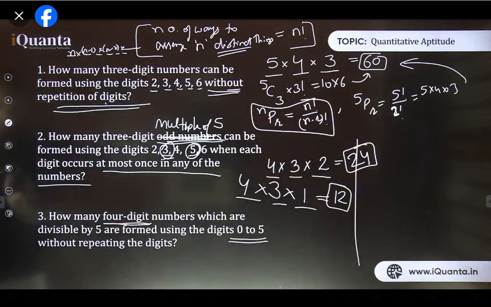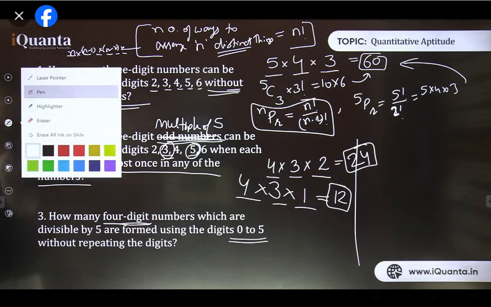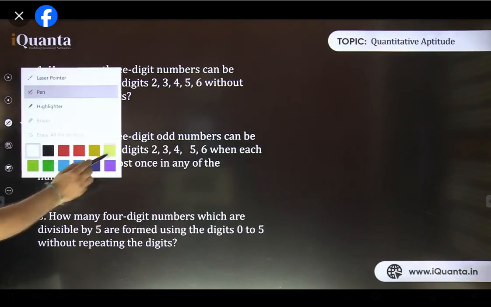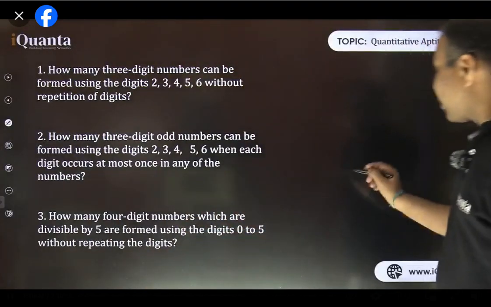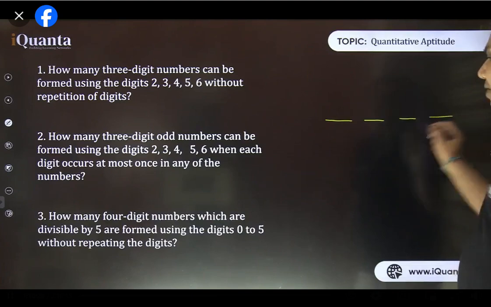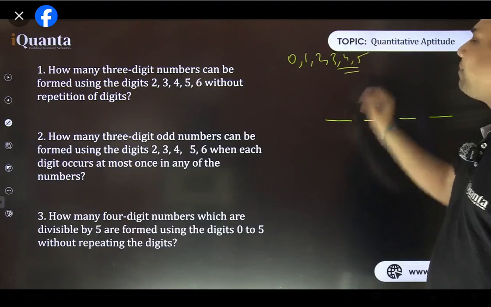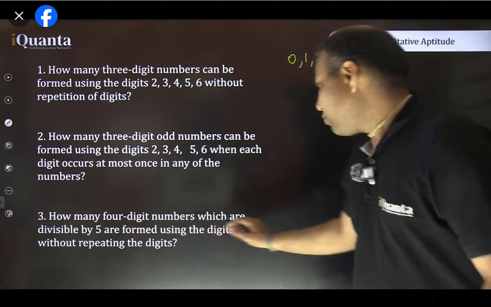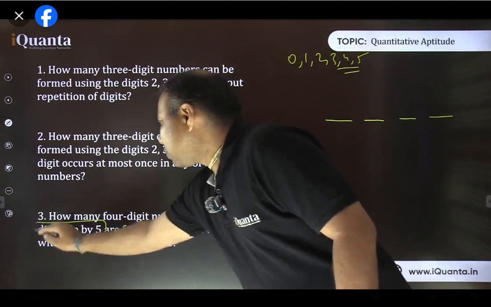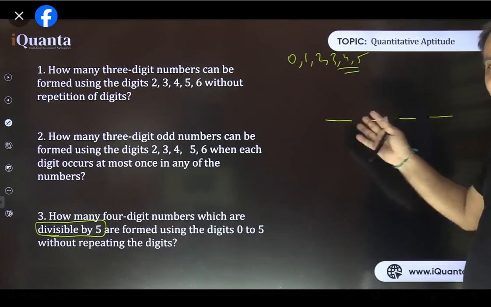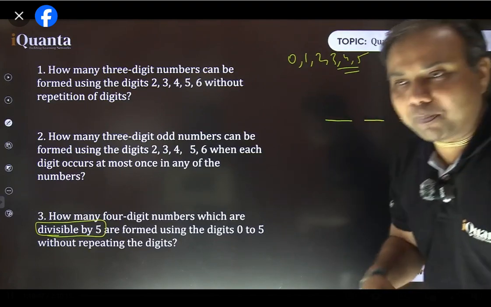First, let me erase the other things. Okay. See, we need to make a 4-digit number, and we have these 6 digits available: 0, 1, 2, 3, 4, 5. And the number must be a multiple of 5. That is the condition, divisible by 5 or multiple of 5. So, is there a constraint at any place? Where is the constraint in this case? Can you tell me at which place we have some constraint?